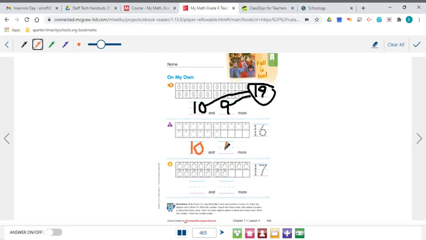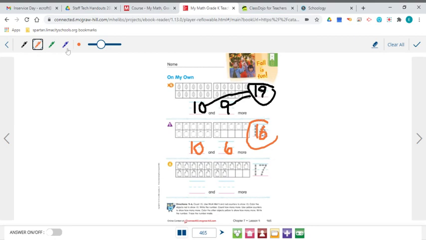6, right? We know that the top row, when it's all filled up, is 5, and we've got 1 more, 6. So we've got 10 and 6. 1 10 and 6 extra ones. That means we have 16 all together.